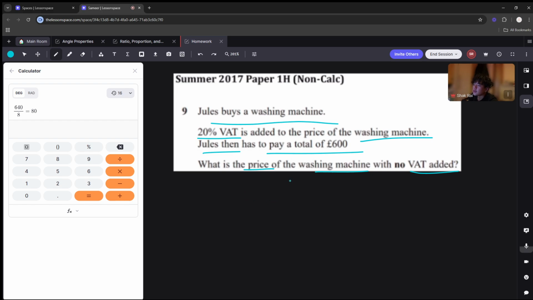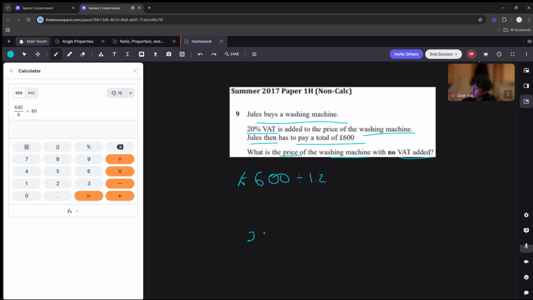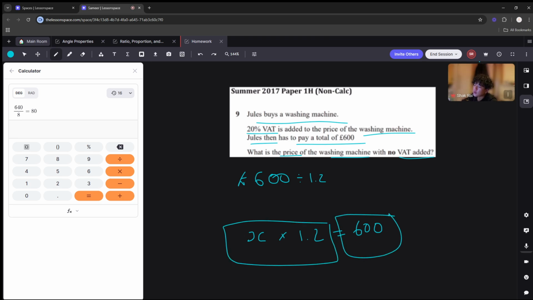So essentially, we kind of have to work backwards. So £600, and 20% VAT is added. So we have to actually divide this by 1.2. The reason for this is because the original value multiplied by 1.2 equals £600. This is because there's a 20% VAT added, and that's what.